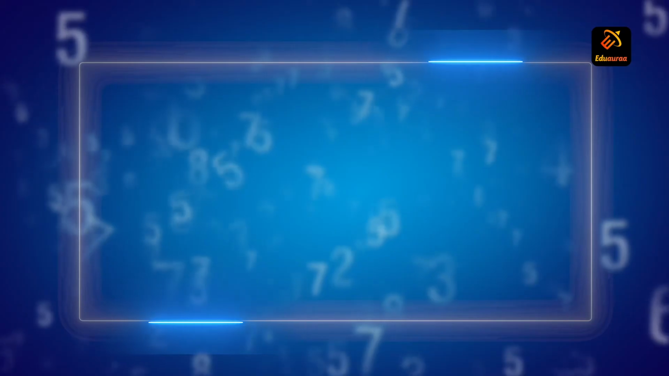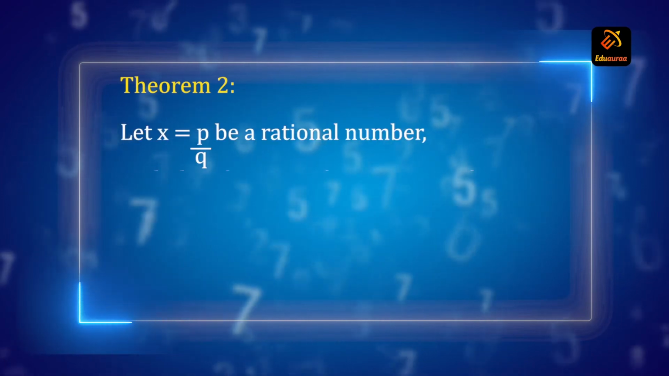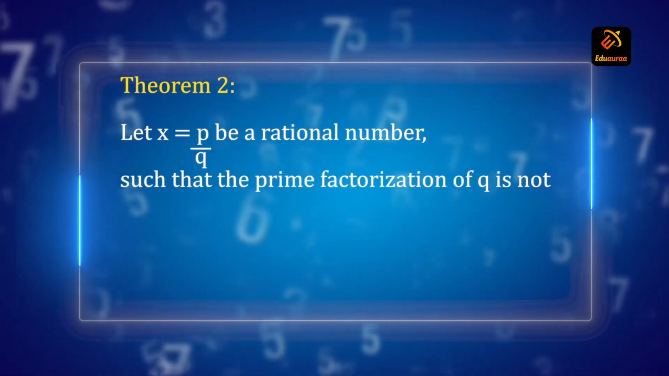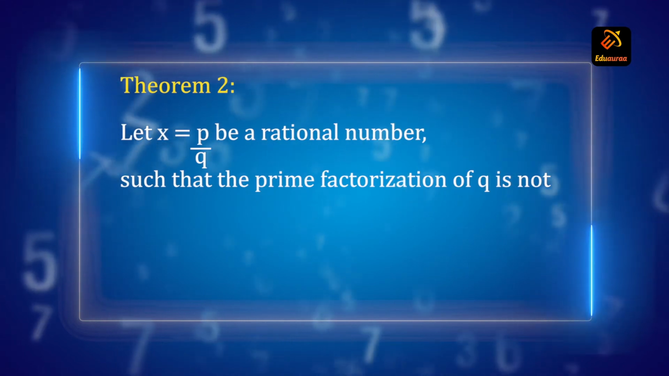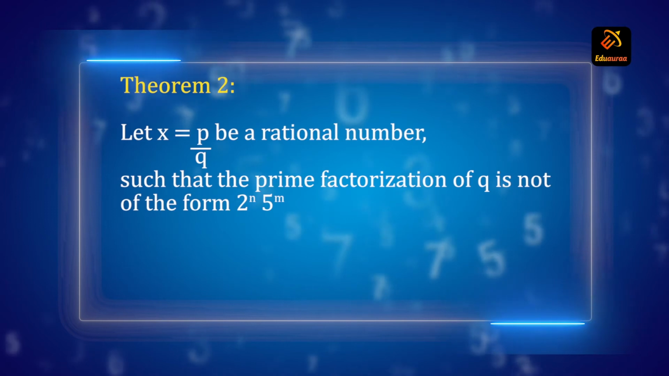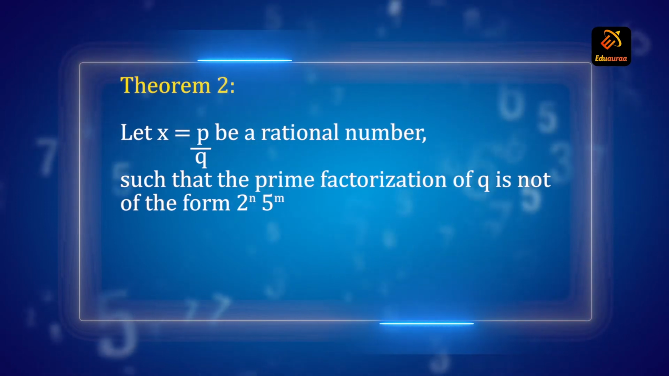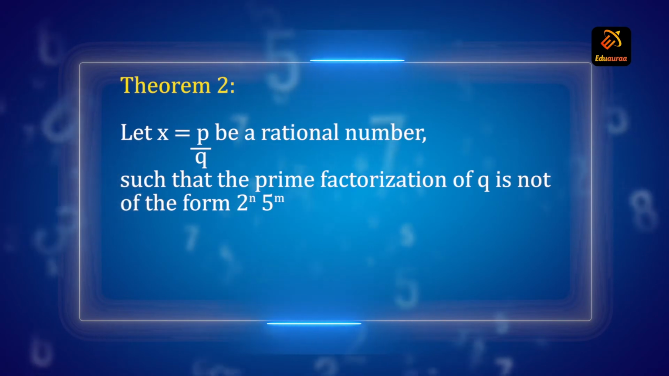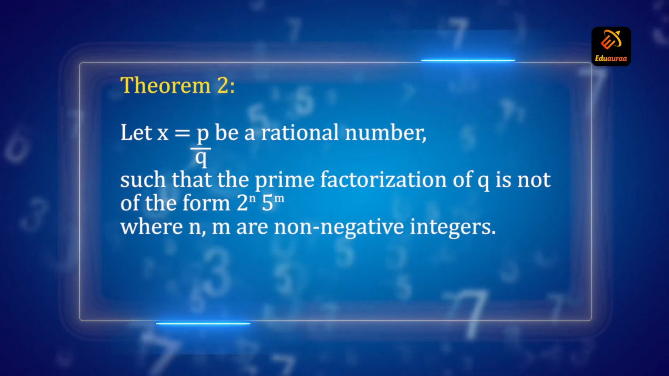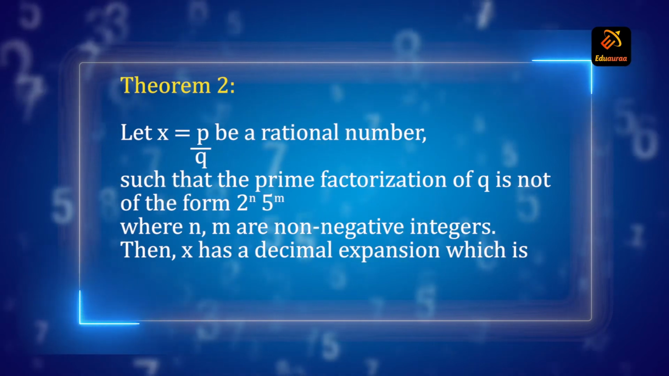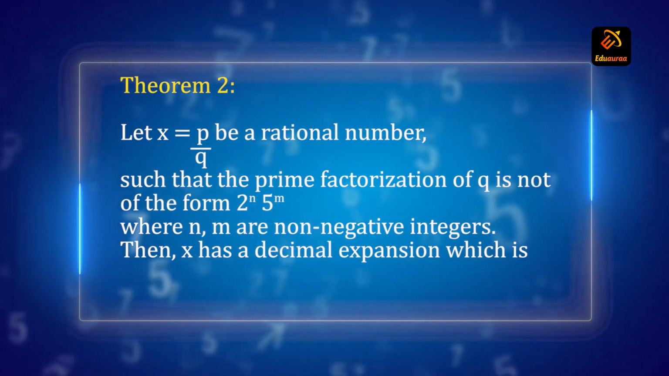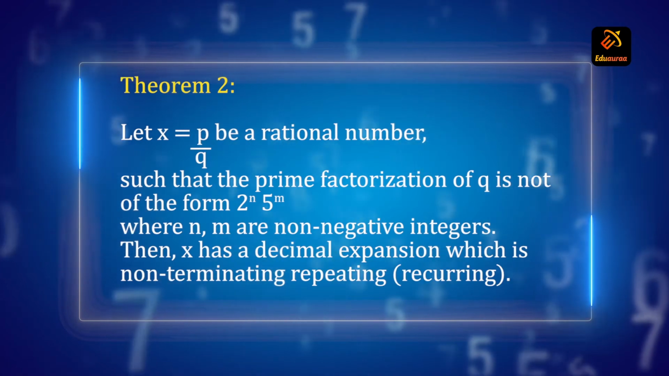That means if you express x in decimal form, you will always get a terminating form. The digits will terminate at a certain point. The next theorem: x equals p by q is a rational number, and the prime factorization of q is not of the form 2 power n 5 power m. That means there are some other factors besides 2 and 5, where n, m are non-negative integers. Then I'll conclude that x has a decimal expansion which is non-terminating, repeating or recurring.